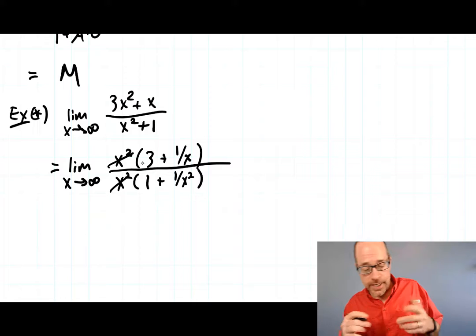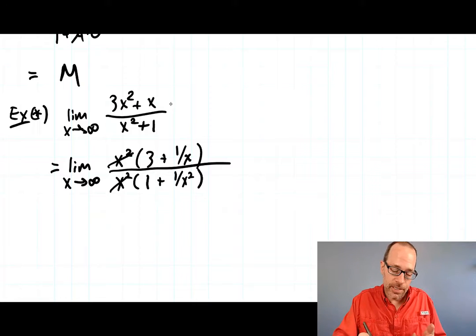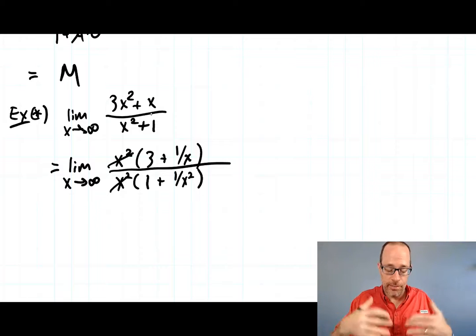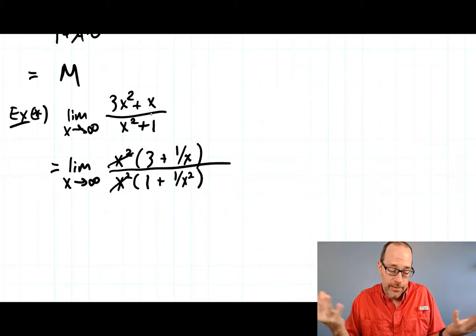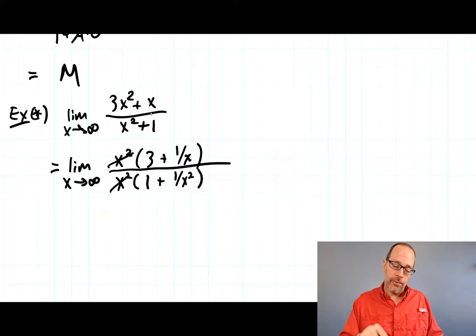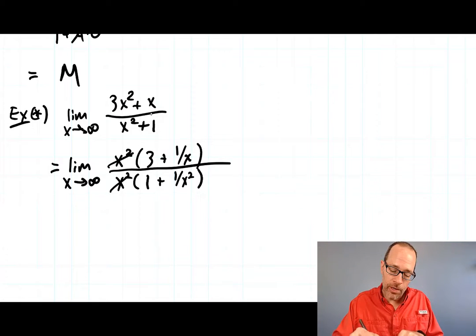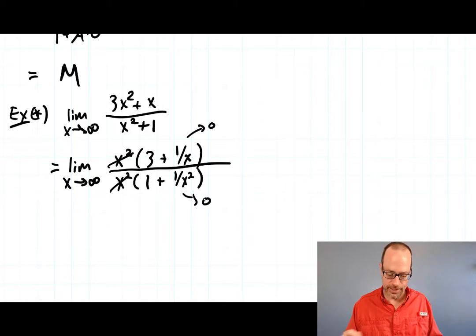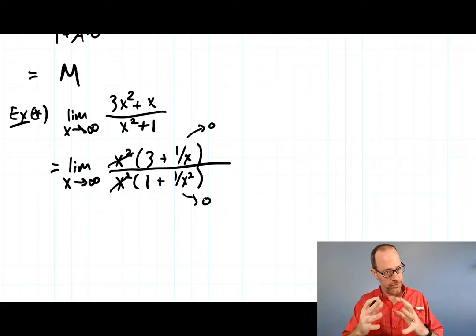Now, by the way, the reason I did this, I can't use the limit laws on the original problem because the top is trying to blow up to infinity. The bottom's trying to blow up to infinity. It's not converging to a number, so I can't use the limit laws. But when I factor out this x squared now, this term is converging to 0, and this term is converging to 0, because as x gets big, 1 over x gets really small.